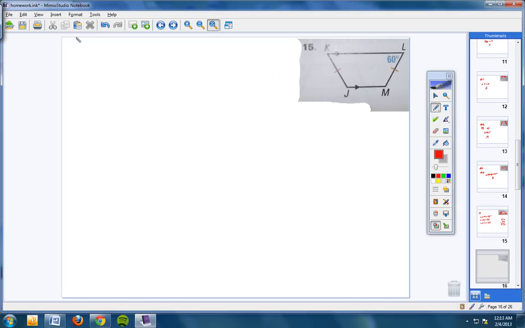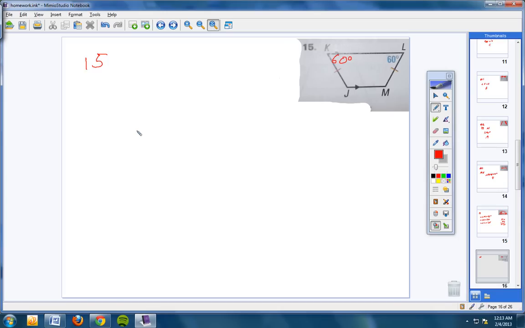Let's take a look at number 15. And again, they're giving us the exact same instructions, and it's done the exact same way. Notice we have parallel lines, their bases, and notice your legs are congruent. Do you see that? So we know we have an isosceles trapezoid. And when you have an isosceles trapezoid, then you know that the base angles are congruent. So if this is 60, then angle K is also 60 right here.